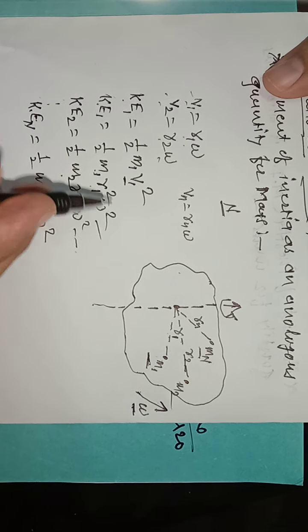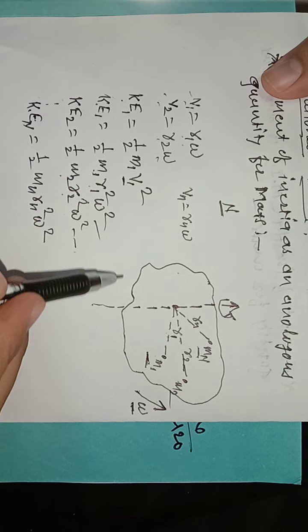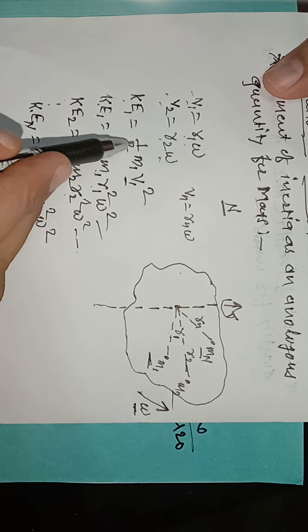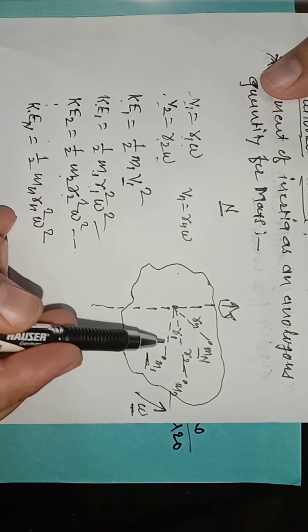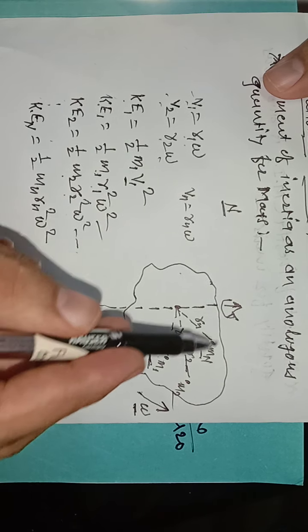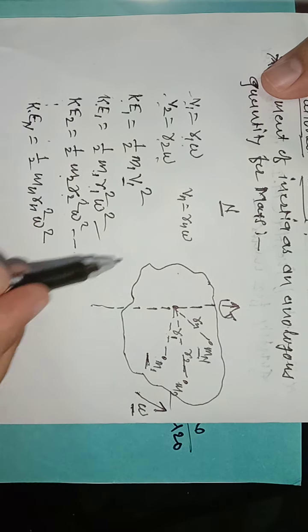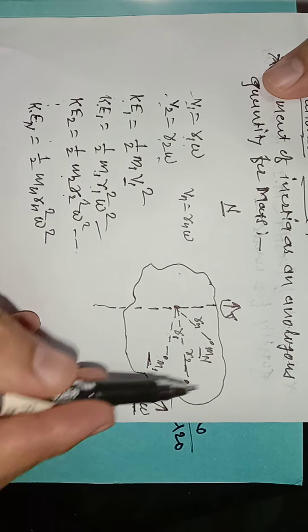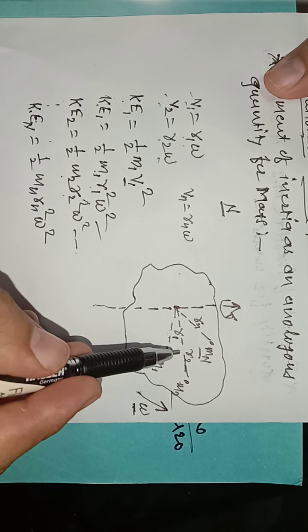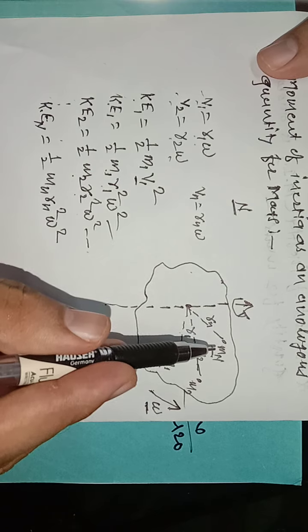So we have to find the kinetic energy of that rotating body, and we calculate here the kinetic energy of the respective particles. Therefore, when we add the kinetic energy of all particles, the summation of all these kinetic energies of the respective particles, then we get the kinetic energy of that rotating body.